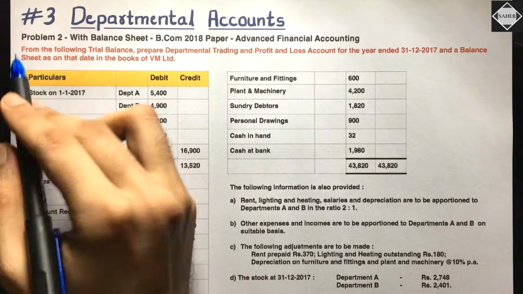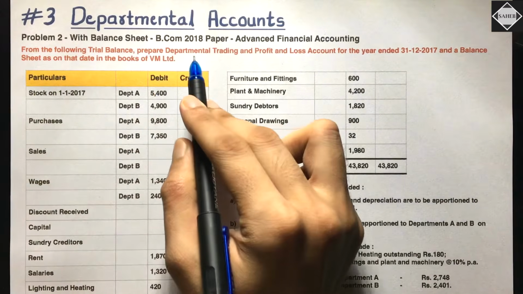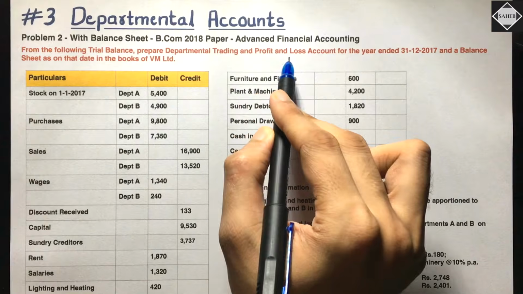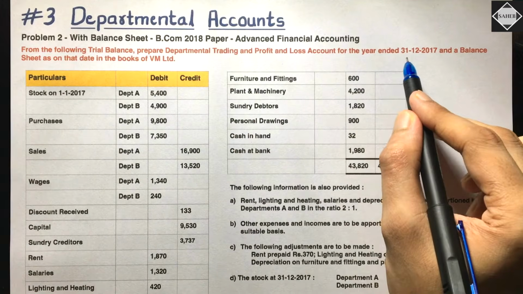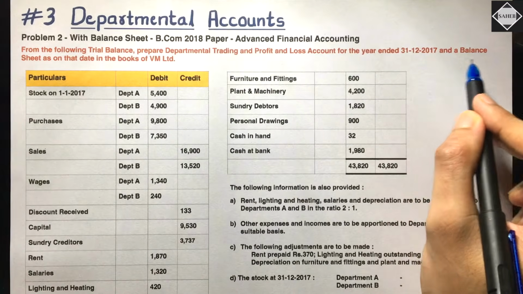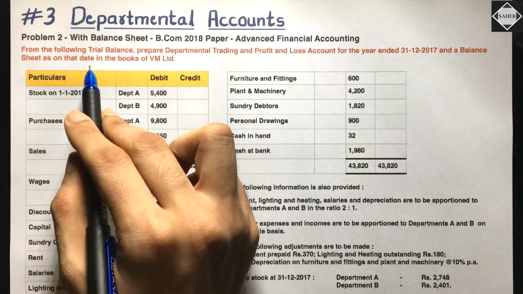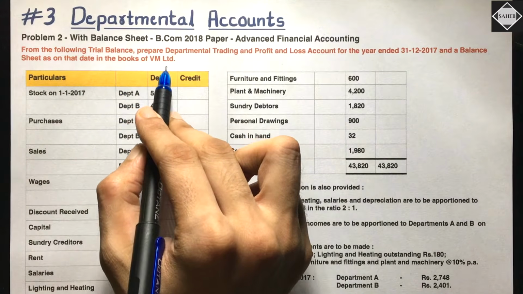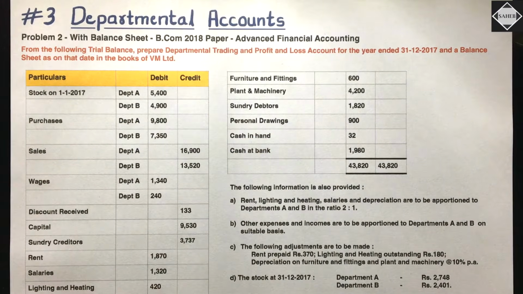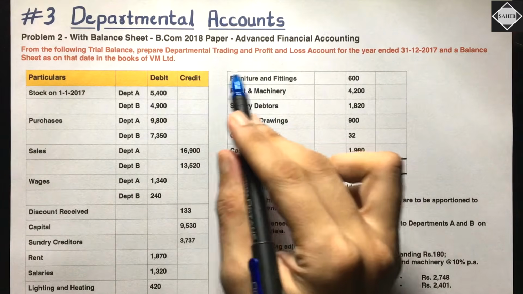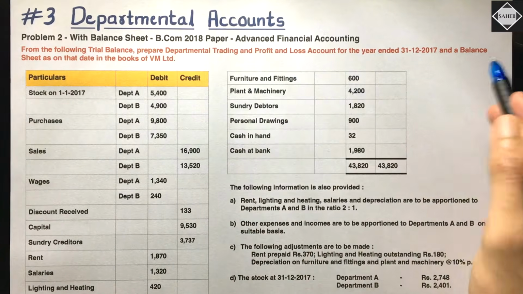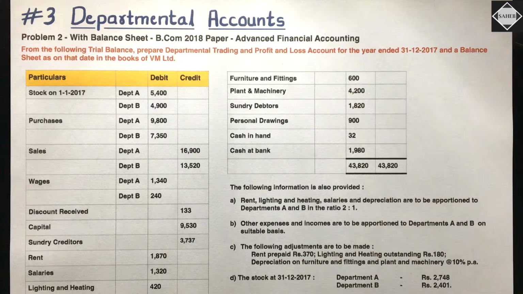Now see here, from the following trial balance, prepare departmental trading and profit and loss account for the year ended 31st December 2017 and a balance sheet as on that date in the books of VM Limited. Okay, so now understand, here they are asking us departmental trading and profit and loss account as well as a balance sheet. Okay, both the things we have to prepare. We'll do that. It's really simple. So now let's just analyze each of the items and let's see where these items will go.